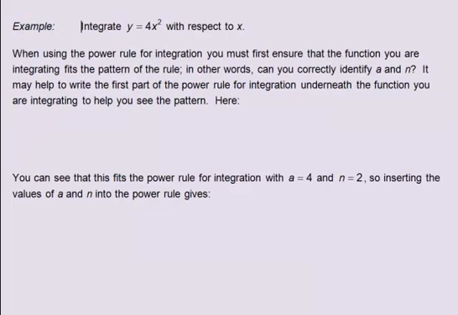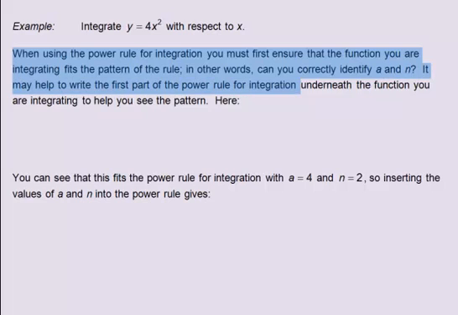Example: integrate y equals 4x squared with respect to x. When using the power rule for integration, you must first ensure that the function you are integrating fits the pattern of the rule. In other words, can you correctly identify a and n? It may help to write the first part of the power rule for integration underneath the function you are integrating to help you see the pattern.